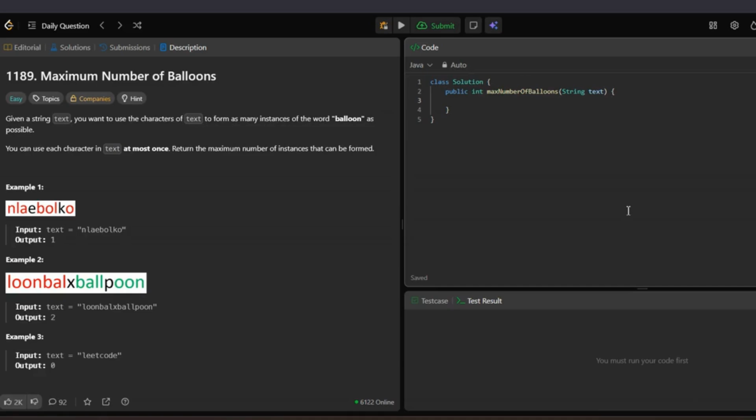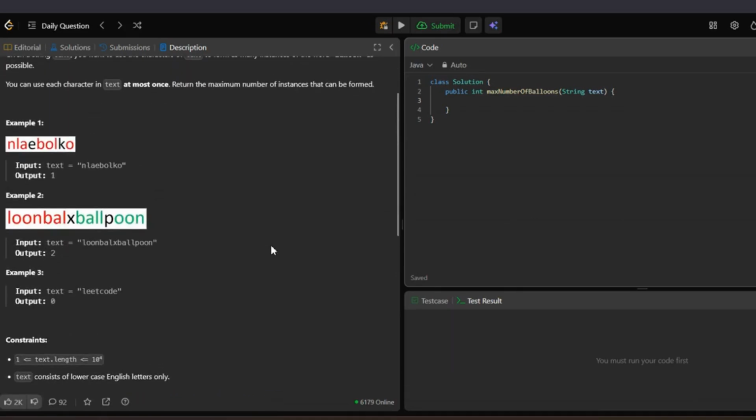So there's a string given, and we have to use the characters of text to form as many instances of the word balloon as possible. And we can use each character in text at most once. This is the condition, and we have to return the maximum number of instances that can be formed using the given text. That means we have to match the instances that can be formed from the text given to the word balloon.